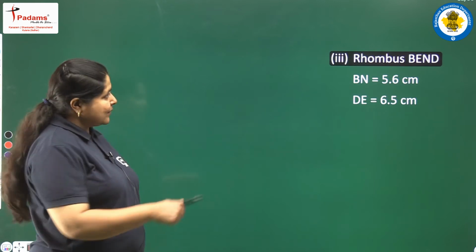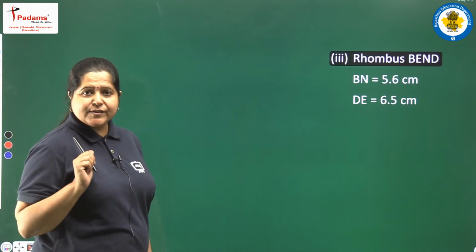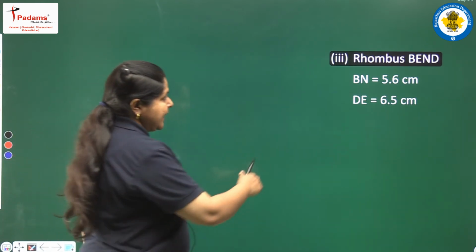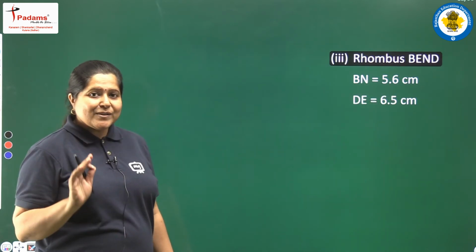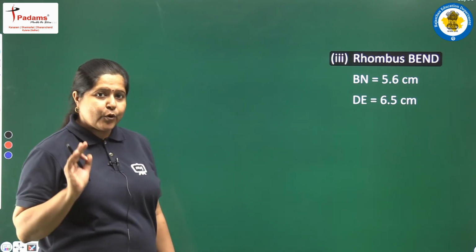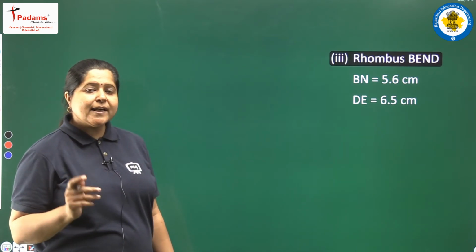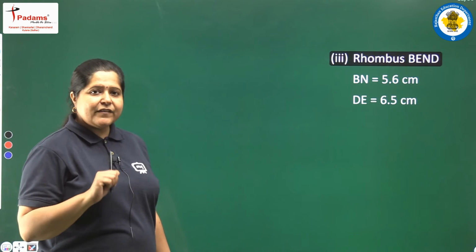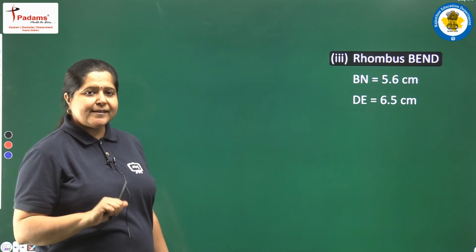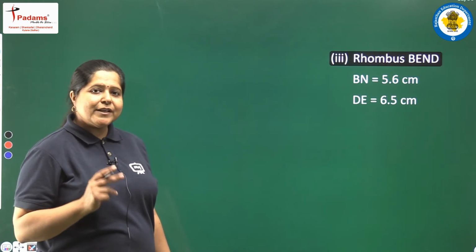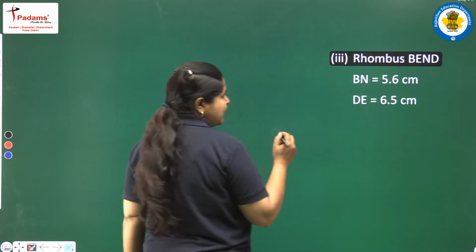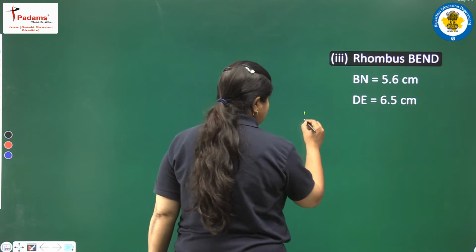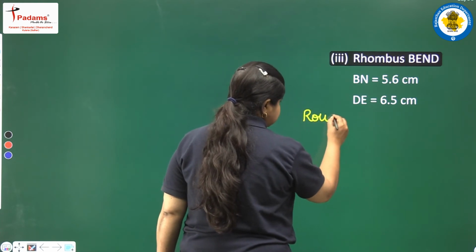Next we have to construct this rhombus BEND, and here only two measurements are given. Now this is a special quadrilateral rhombus, so here we will be using its properties and then we will be able to construct the quadrilateral. It does not matter if we are having only two measurements. Let us see, we have to draw a rhombus BEND. So first of all we will draw its rough sketch.